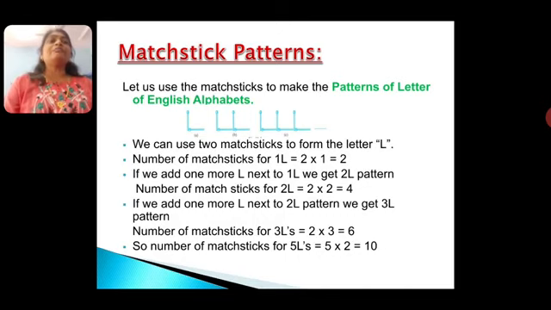If we add one more L next to 1 L, we get 2L pattern. So, number of matchsticks for 2L is equal to 2 into 2, 4. If we add one more L next to 2L pattern, we get 3L pattern. Number of matchsticks for 3Ls is equal to 2 into 3, 6. In this way, we can find number of matchsticks for many L patterns. So, number of matchsticks for 5 Ls is equal to 5 into 2 equal to 10.